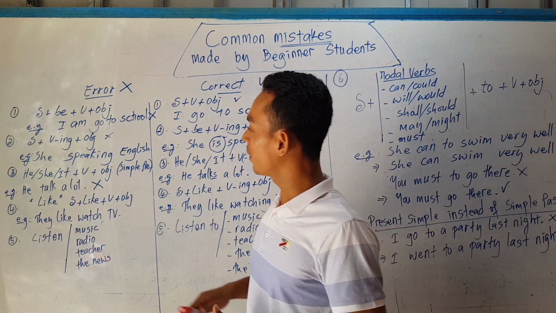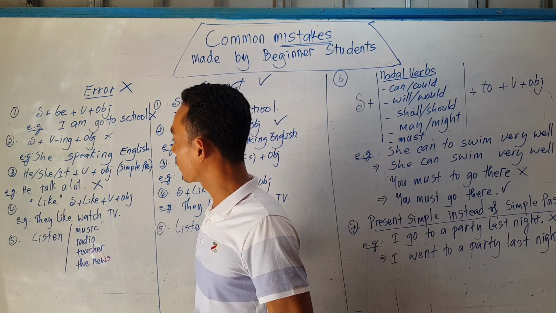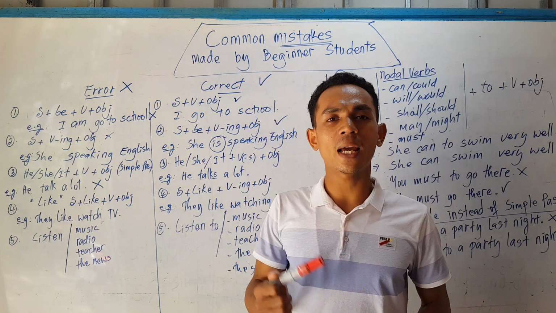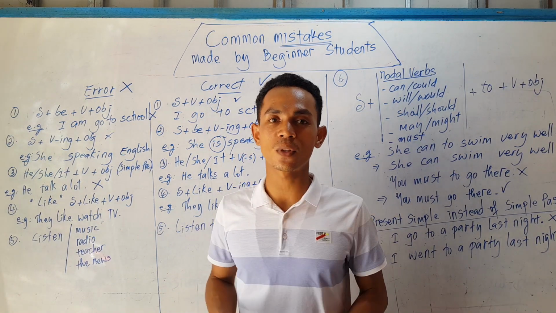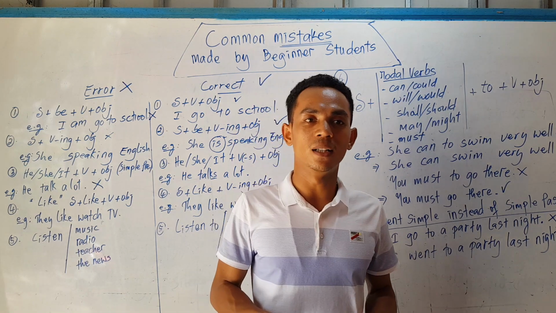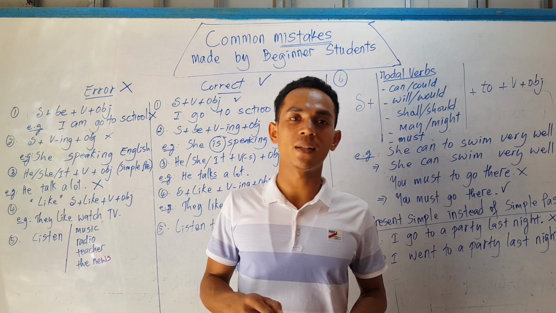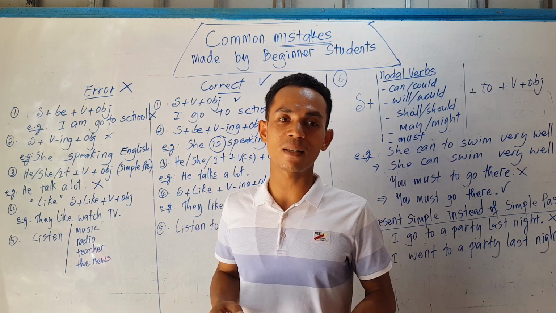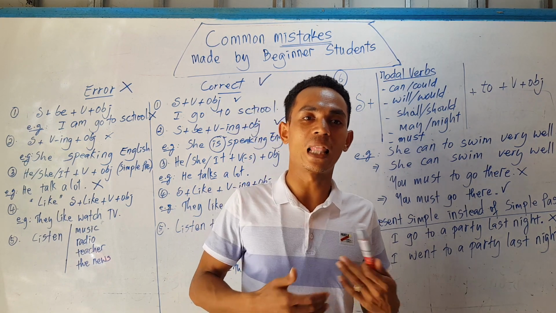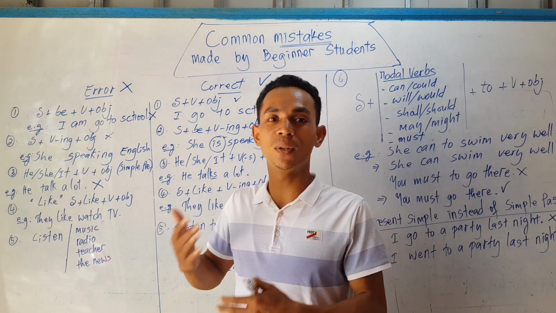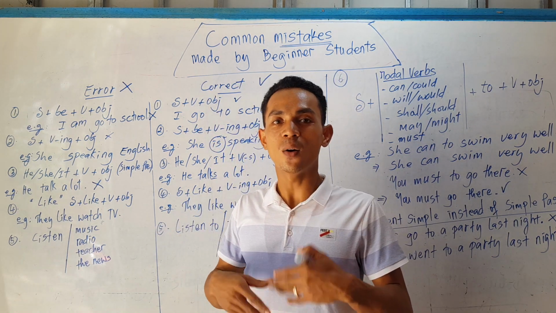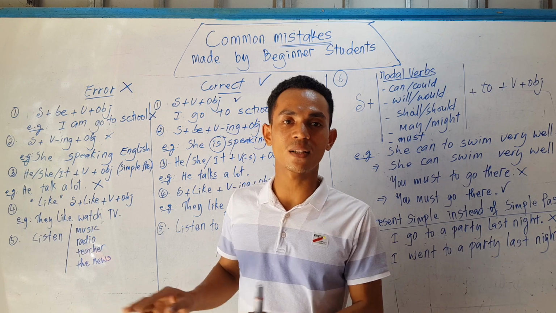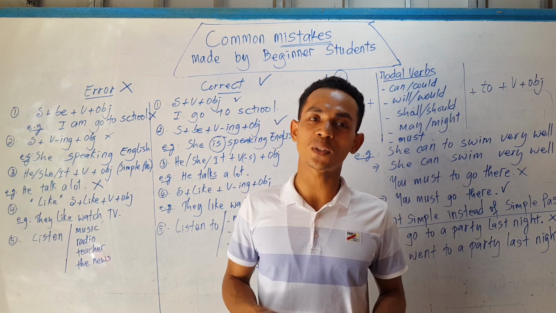Okay, and the fourth one is like. The word like is really commonly used when they want to show their preference. Example: I like apples, I like bananas, I like a book, I like reading books. Those students who are in the elementary class or the beginner class, they like talking about preferences.